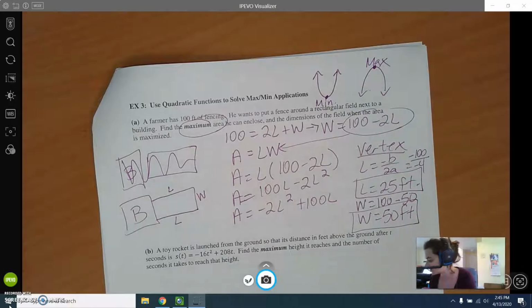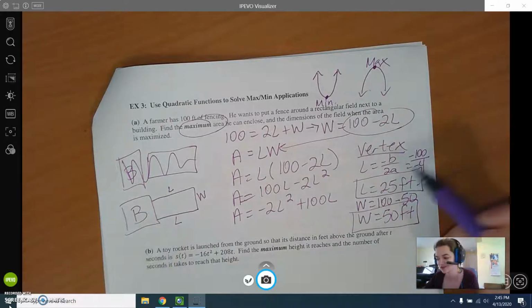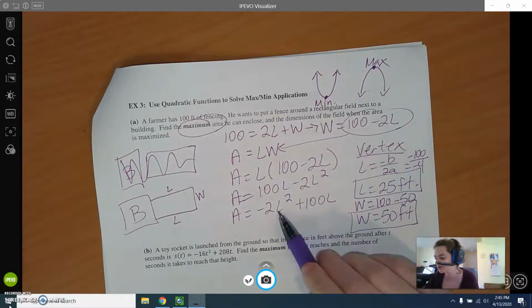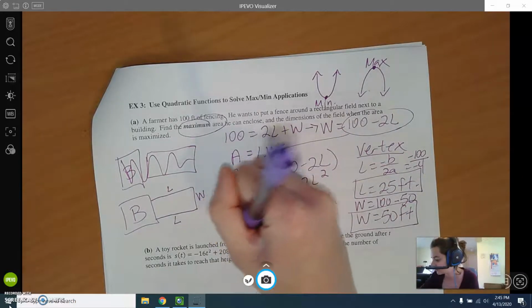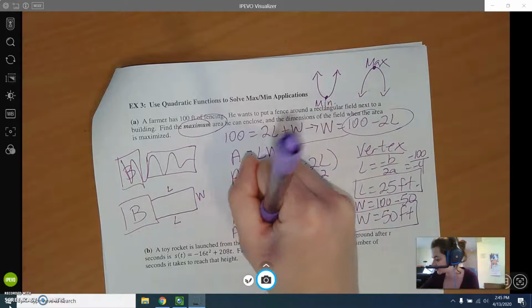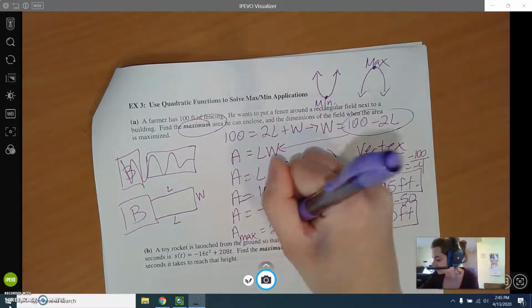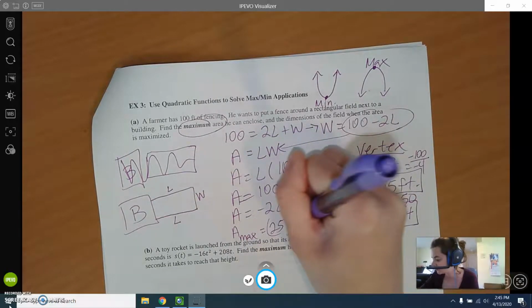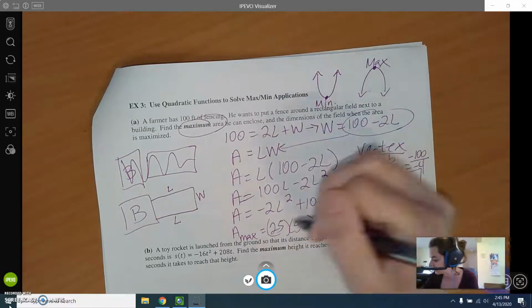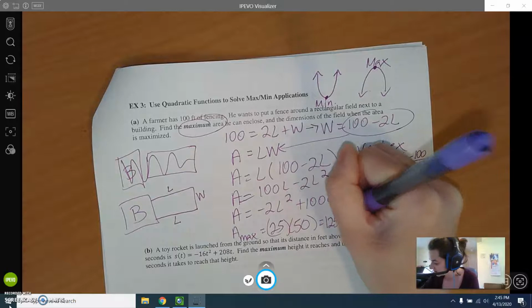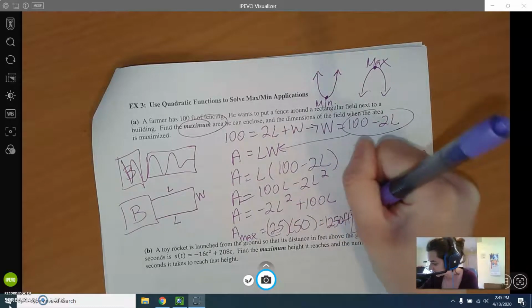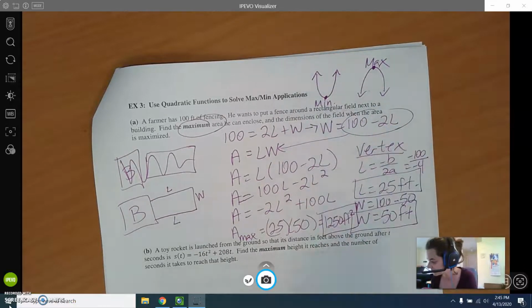And then for area, you've got your choice. You can either do length times width, which is probably the fastest way to go, or you can plug the 25 back into the area formula, and you should get the same answer either way. But I would say your maximum area, let's just do length times width. Let's do 25 times 50. And 25 times 50 is 1,250 square feet. So there's your max area.